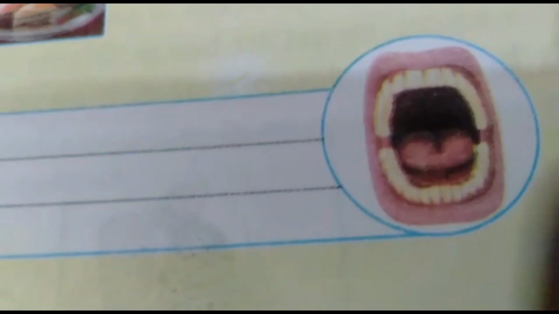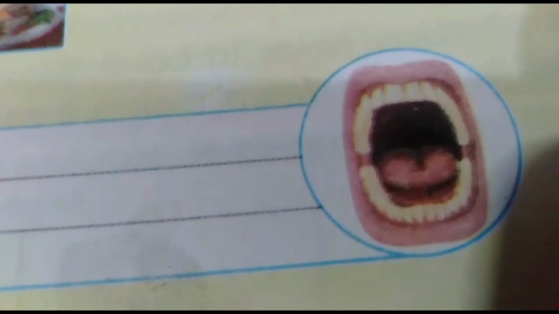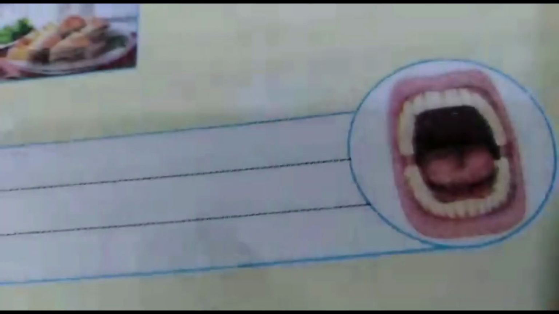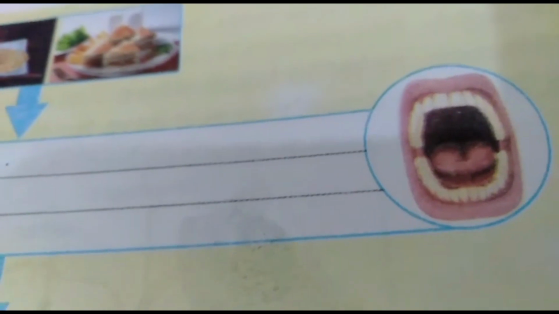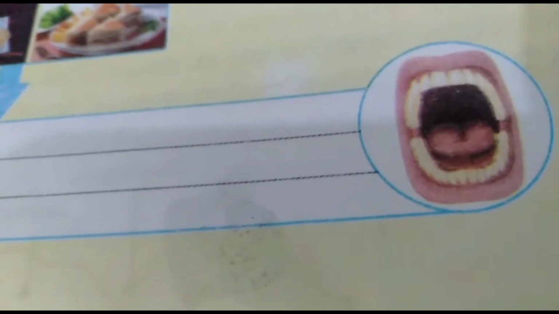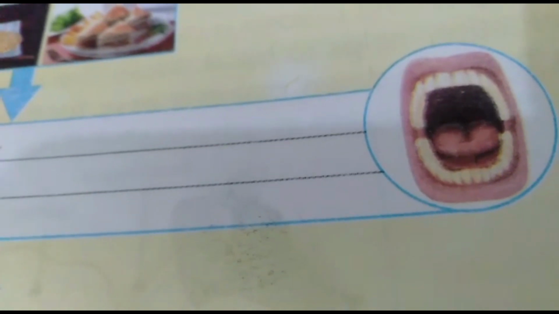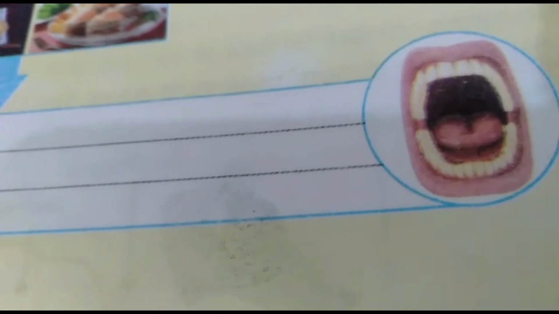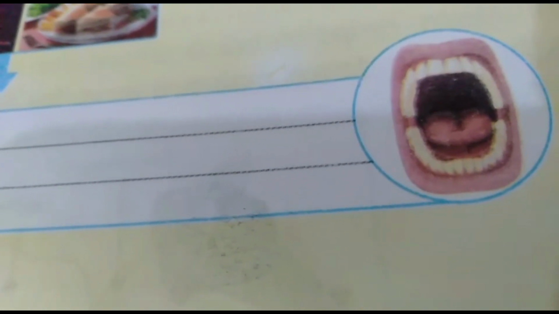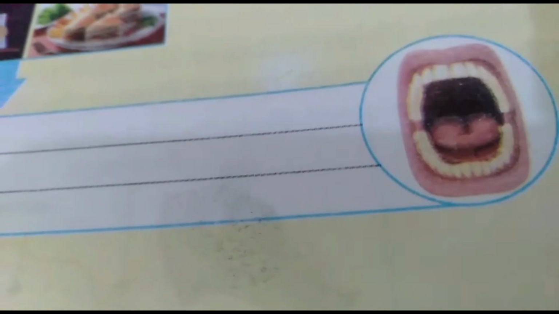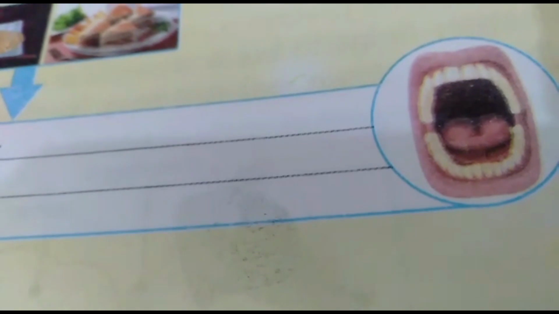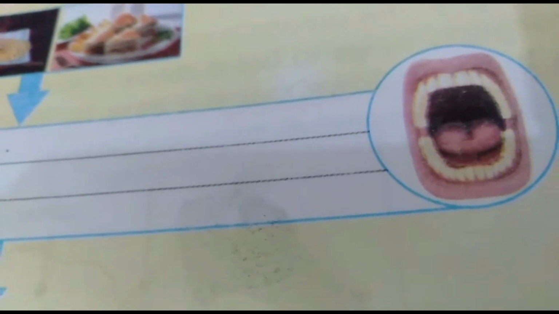It's the buccal cavity, and our buccal cavity consists of teeth. So it is the view of the buccal cavity. First of all, we have to write the function of the teeth. Teeth help in cutting, tearing, and grinding of food. And what does the tongue do? Tongue helps in mixing saliva with food and swallowing the food.